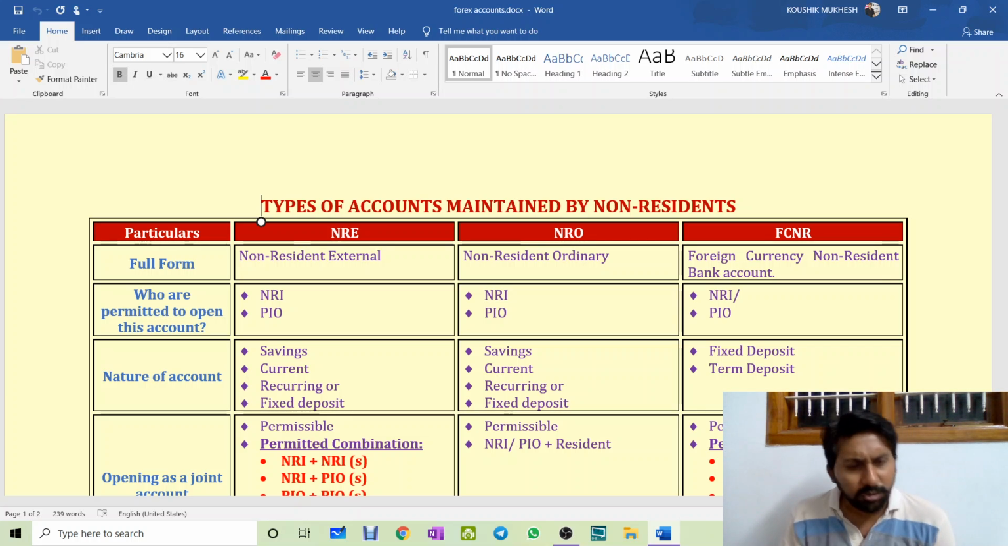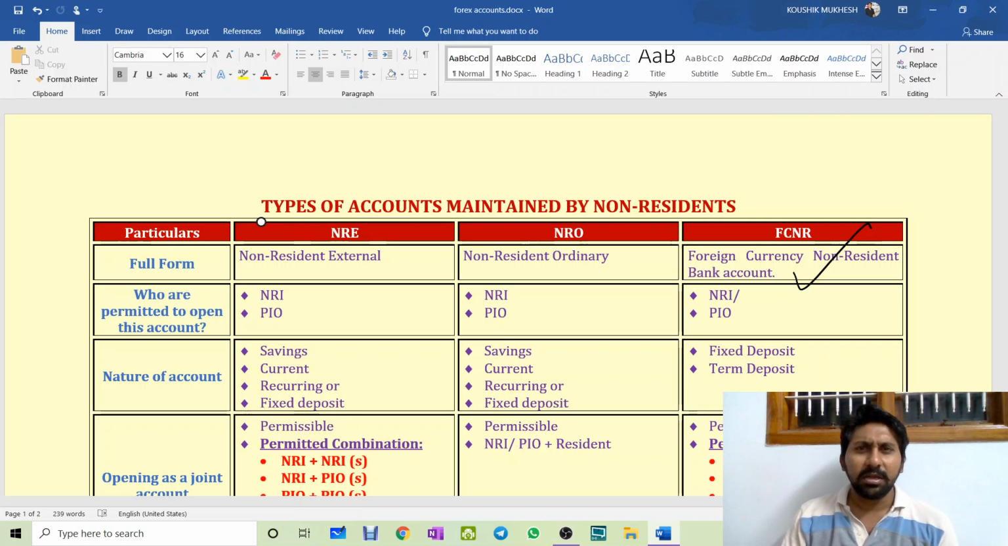Can I do that? Yes, you can. But through which account should I pass: NRE or NRO or FCNR account? If you want to keep all that foreign exchange amount in a static way without disturbing it, and let the interest in foreign exchange accrue and double and double, if that be your intention, go for an FCNR account. An FCNR account is a term deposit or a fixed deposit. It will be in one currency, and the tenure will be 1 year to 5 years.